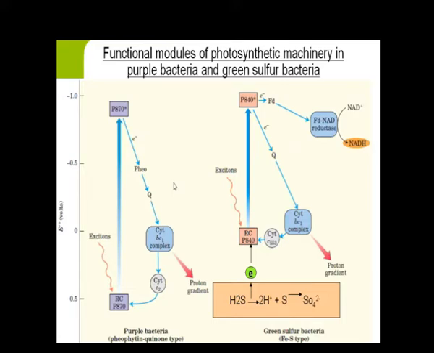If it is non-cyclic, it will go to ferredoxin. FD is ferredoxin. FNR is ferredoxin NAD reductase. The name only says it is going to reduce. So NAD gets reduced to NADH. It has accepted the hydrogen and has got reduced.